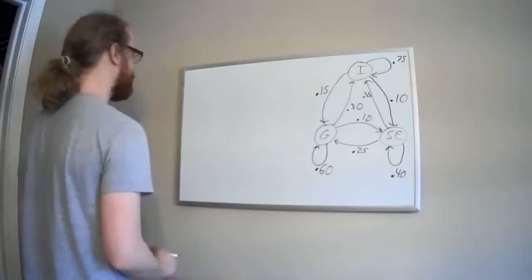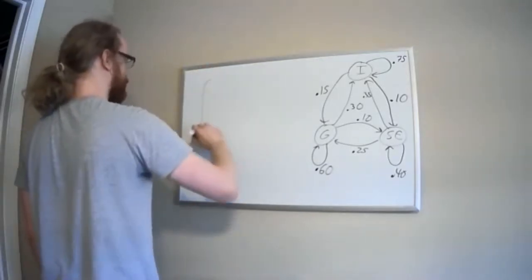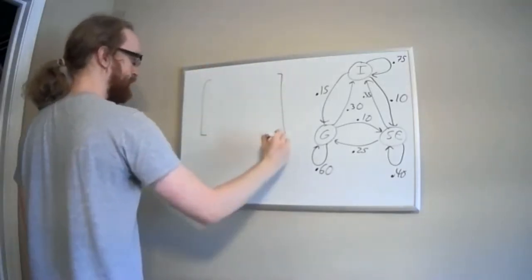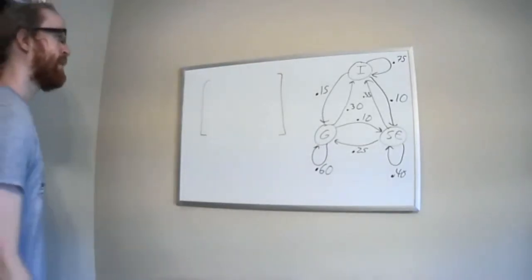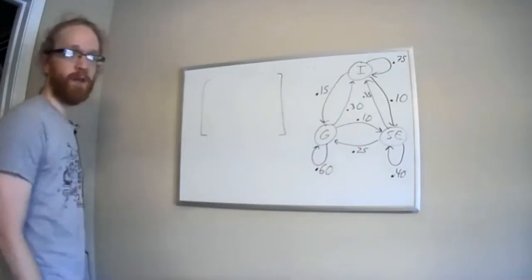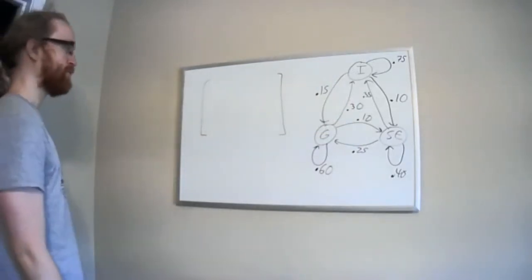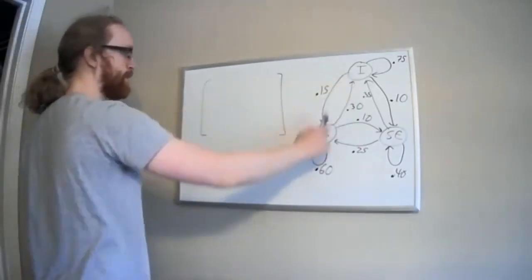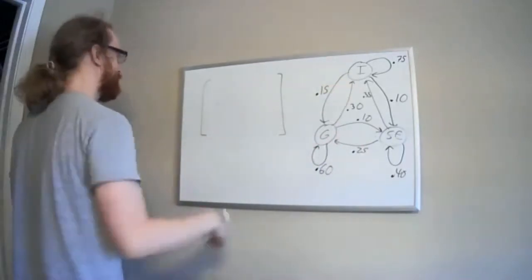Just so we get used to writing these down, what would the transition matrix look like? How big should this matrix be? This matrix should be a 3 by 3 because I have 3 states. So however many states you have will tell you how big the matrix should be. It'll be a square matrix with that many dimensions. So this is a 3 by 3.